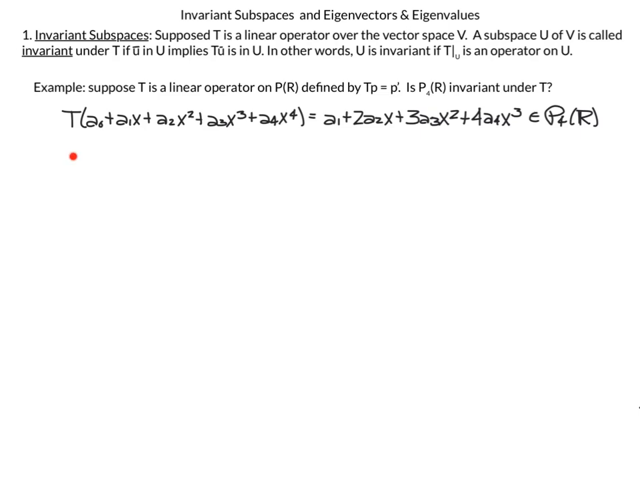The constant a0 goes away. Here our a1x, we're left with the constant a1. Here our 2 comes down and we get 2a2x. Here we get 3a3x squared. And finally we get 4a4x cubed. And this polynomial is still a polynomial of degree 4 or less. And therefore, we would say that the space of polynomials of degree 4 or less, a subspace of the space of polynomials on R, is invariant under T.